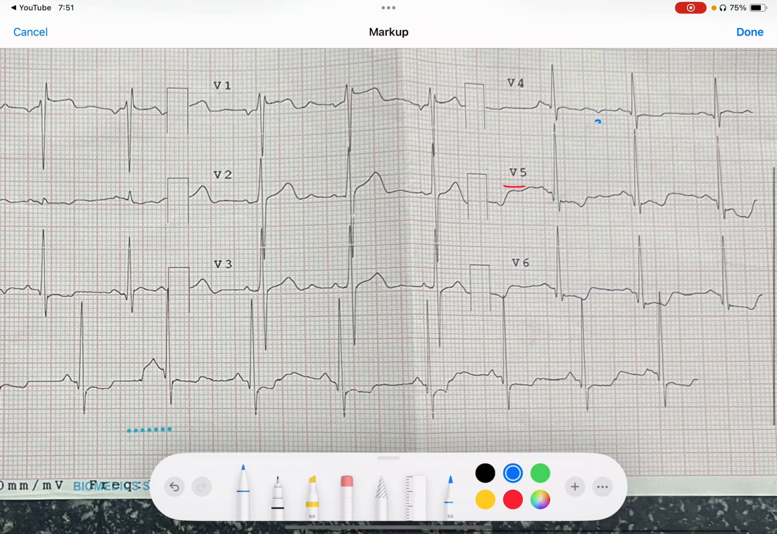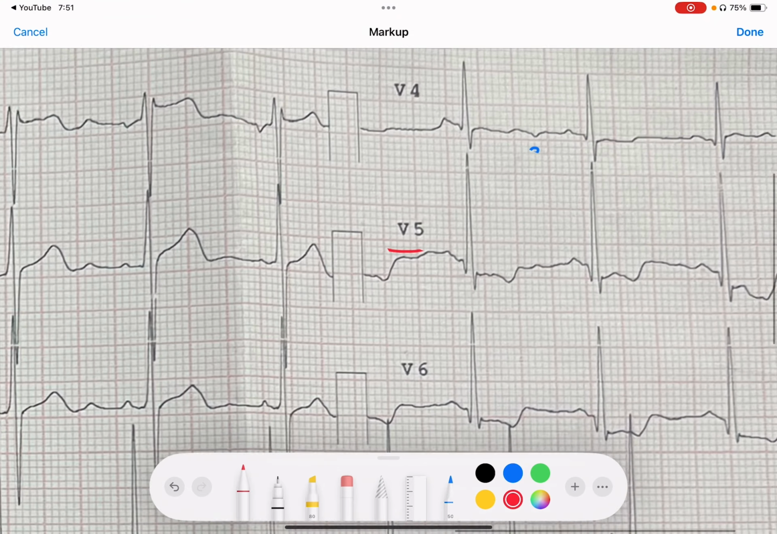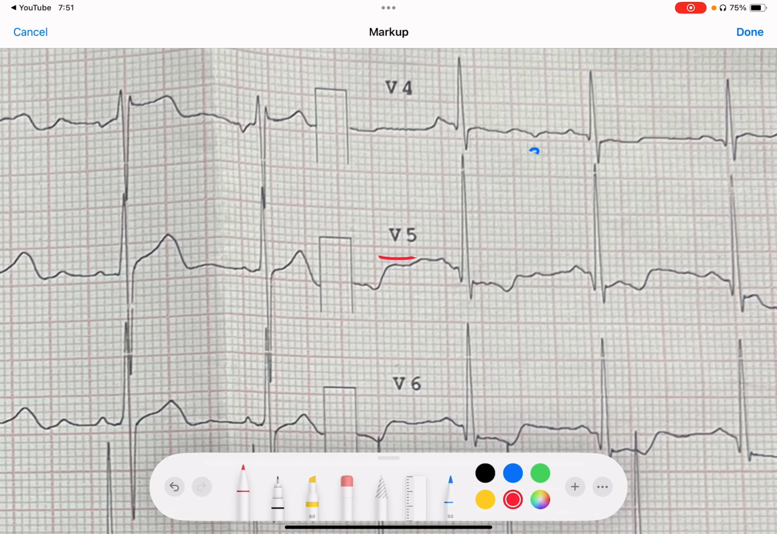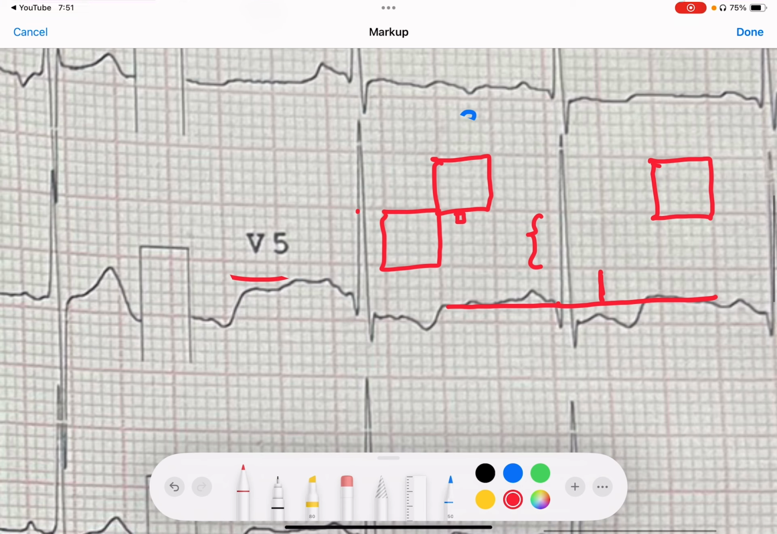What we see in here, the second thing which is very important, is the QRS. As I told, this is the baseline. Just calculate this small box. One small box is 1 millimeter, and this is a large box. This large box is 5 millimeter, this large box is 5 millimeter, this large box is 5 millimeter. So here there is around 5, 10, 15, and 18 millimeter.